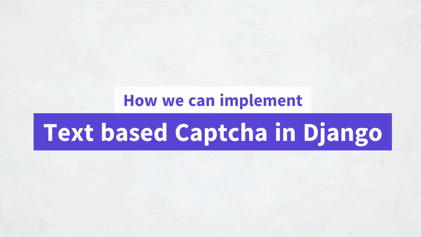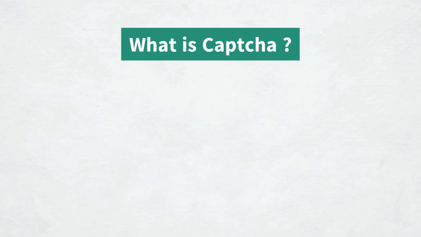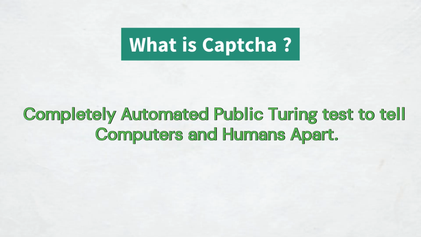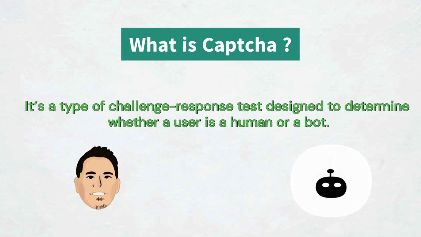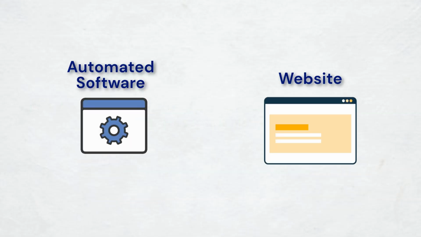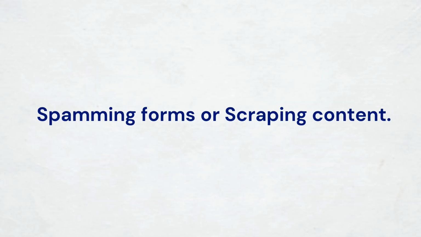So today we are going to explore how we can implement text-based CAPTCHA in Django on the server side. First, let's see what CAPTCHA is. CAPTCHA stands for Completely Automated Public Turing Test to tell Computers and Humans Apart. It's a type of challenge-response test designed to determine whether a user is a human or a bot. It helps prevent automated software from abusing your website, like spamming forms or scraping content.